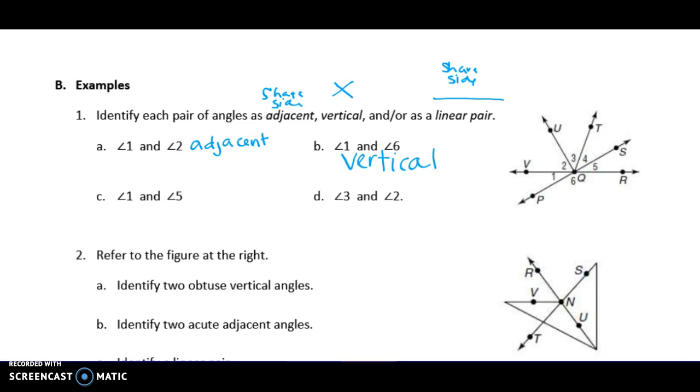Excuse me. Let's try that again. That was not 1 and 6. 1 and 5 are opposite of each other. You see the X shape, that makes them vertical.